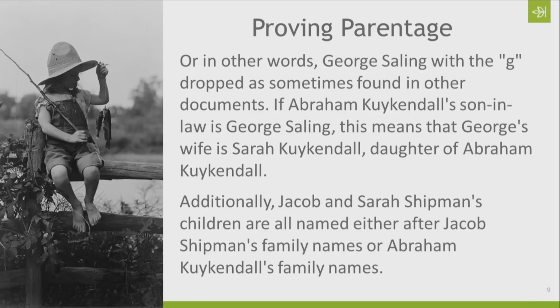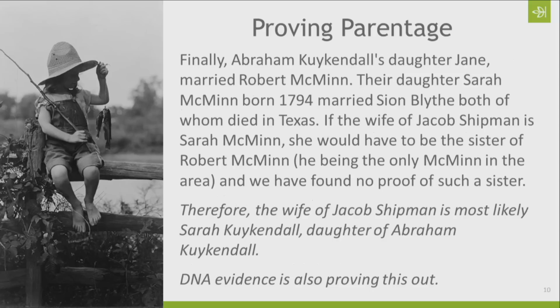Okay? So putting together all of those relationships, even though there is nothing that explicitly states that Jacob Shipman married Sarah Kuykendall, or that Sarah Kuykendall is the mother of Matthew Shipman or any of the other children of Jacob Shipman, we can still make this inference because of the connection of all of these records. Additionally, Jacob and Sarah Shipman's children are all named either after Jacob's family names or Abraham's family names.